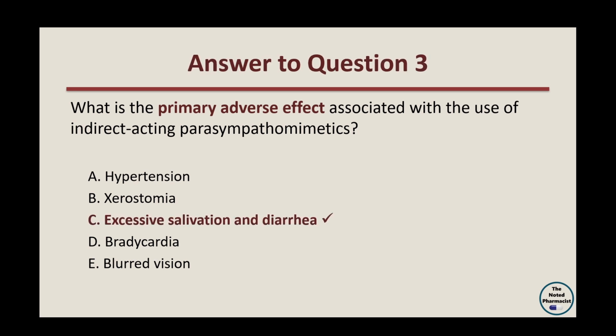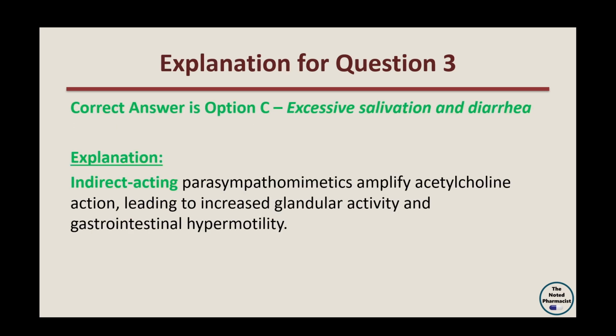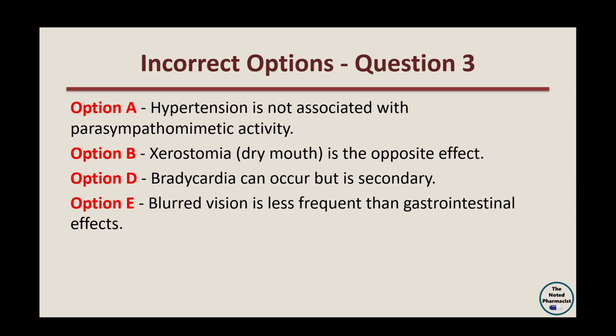The correct answer is option C, excessive salivation and diarrhea. The explanation is as follows: indirect-acting parasympathomimetics enhance acetylcholine activity, leading to overstimulation of muscarinic receptors. This commonly manifests as excessive glandular secretions, such as salivation, and hyperactivity of the gastrointestinal system, causing diarrhea. Here is the explanation for incorrect options.